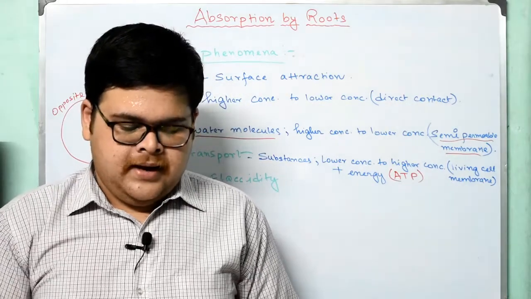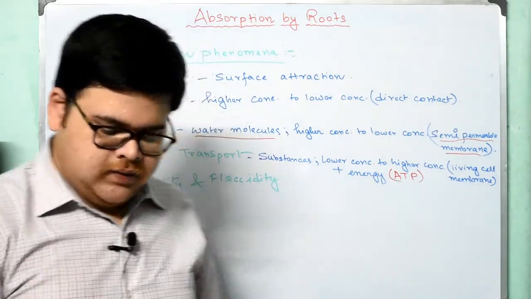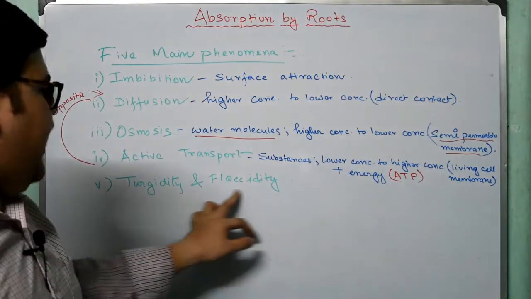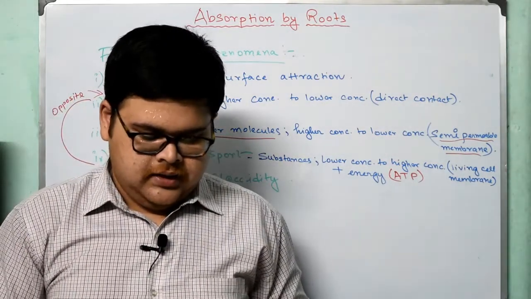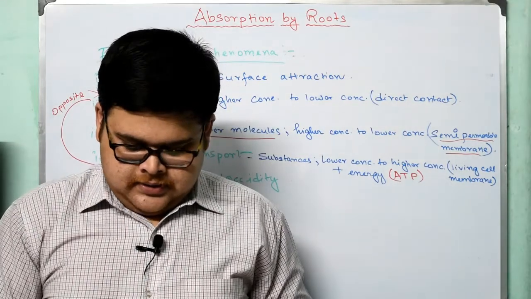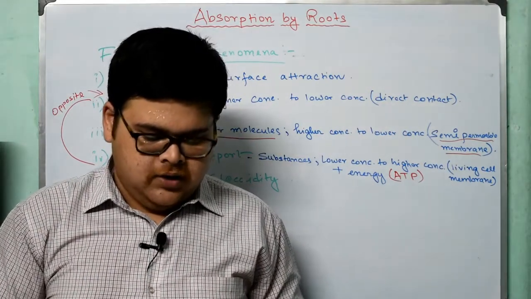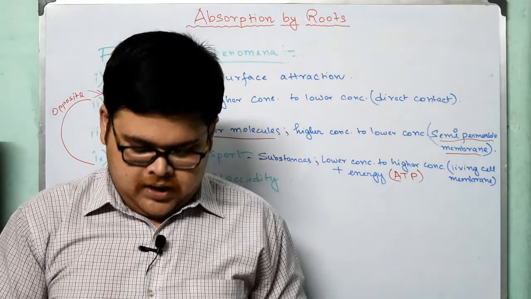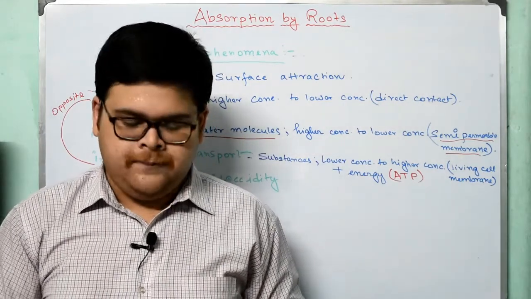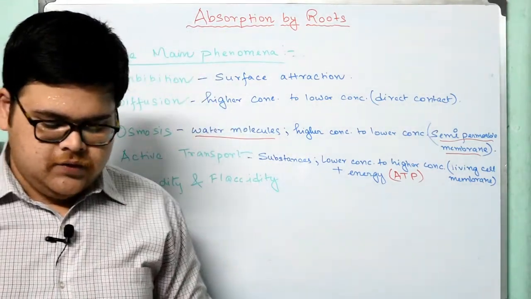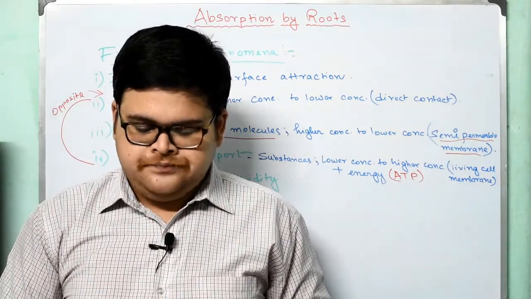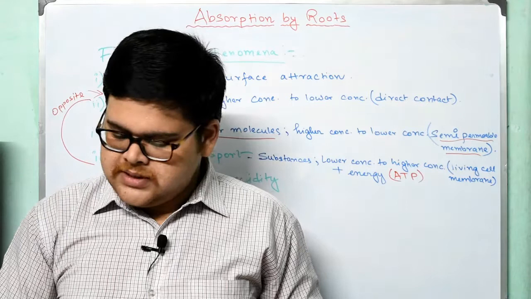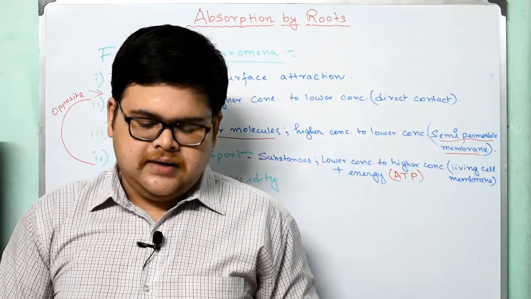And the last one is turgidity and flaccidity. What are they? Before that, look into table 4.1 on page number 44. You will find the differences between diffusion, osmosis and active transport. Please go through it thoroughly. Now we will be studying turgidity and flaccidity.